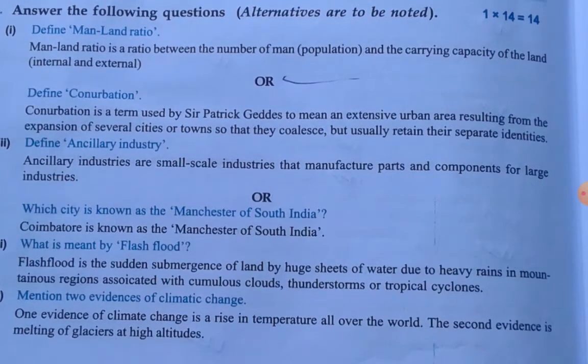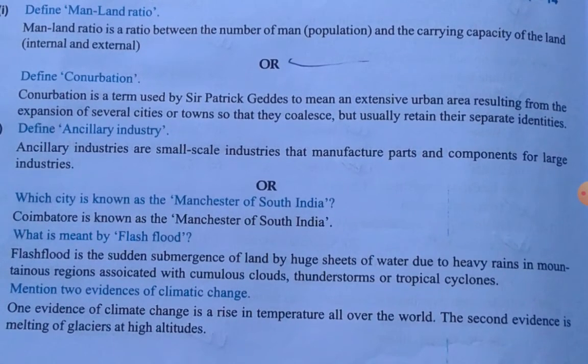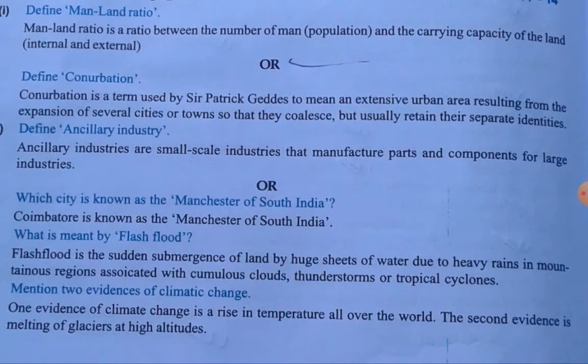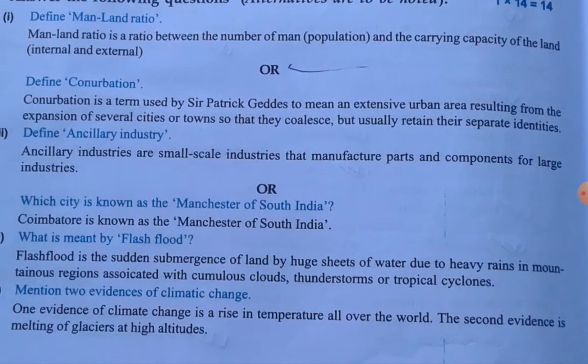Flash flood is the sudden submergence of land by huge sheets of water due to heavy rain in the mountainous region associated with the cumulus clouds, thunderstorms or tropical cyclone. Mention two evidence of the climatic changes. One evidence of climatic changes is a rise in the temperature all over the world. The second evidence is melting of glaciers at high altitude. Okay.